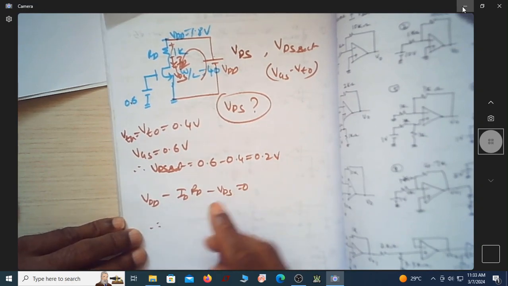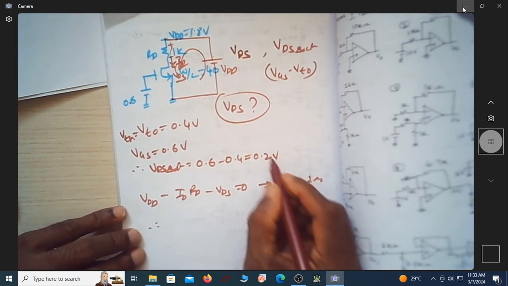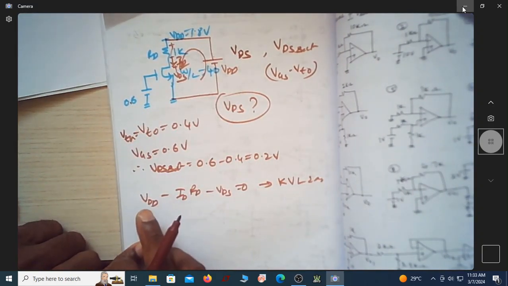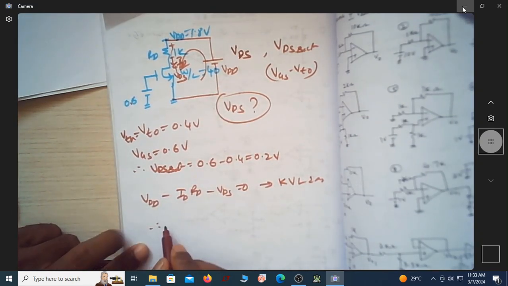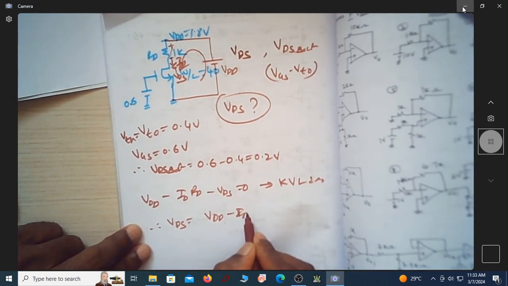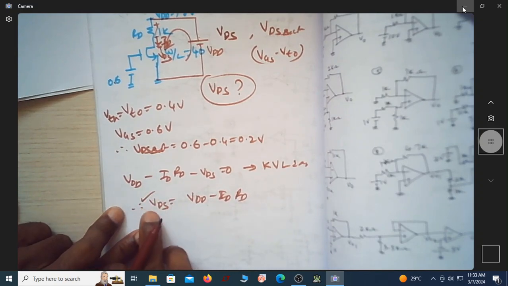So from this KVL expression, written for this outer loop, VDD minus ID RD minus VDS is equal to 0. From this I can write VDS is equal to VDD minus ID into RD. So now I got the expression for VDS.